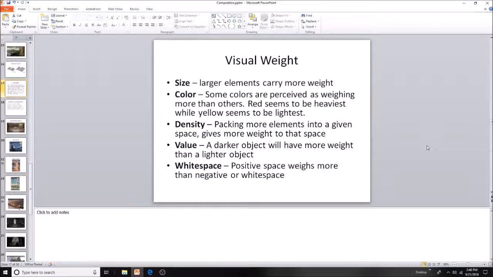The density of the objects. So if you pack more things into one area of space than the other, it's going to seem heavier, okay, than the more sparsely populated area. Again, this kind of goes along with our experience and understanding of the world. Okay, the value, which is the sort of lightness, darkness, the sort of grayscale of the object. So the darker the object, it's going to appear heavier visually than a lighter object.